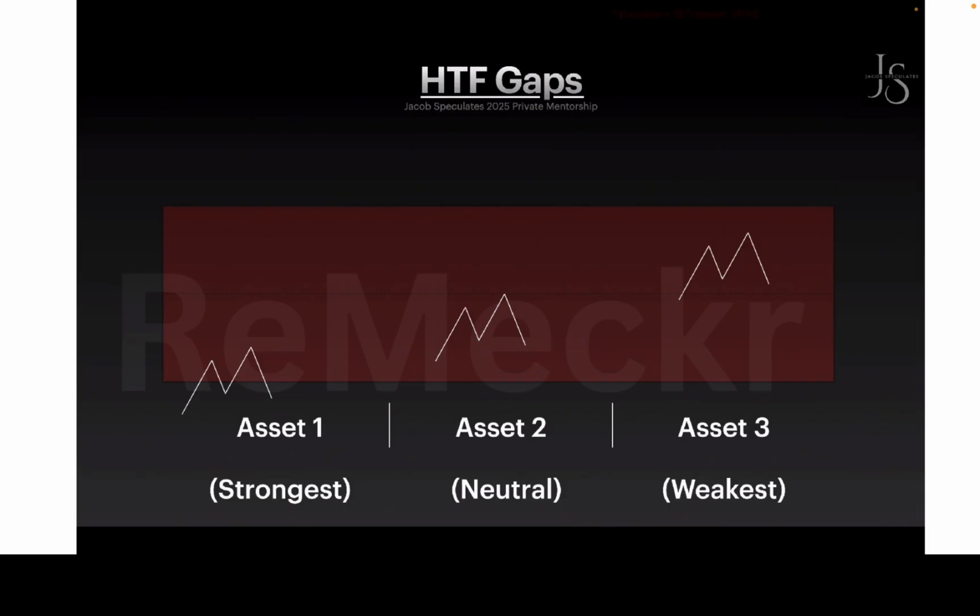So again, if this were a bearish higher time frame gap, the asset that retraces the deepest, we would view that as the weakest asset for the downside. And before the continuation begins, again, this is how you can decipher strength and weakness through gaps.